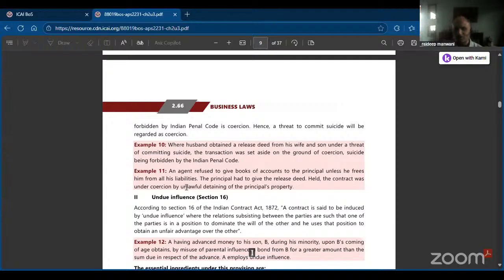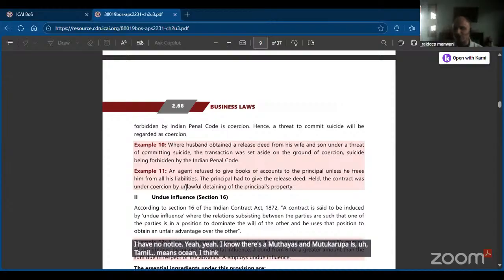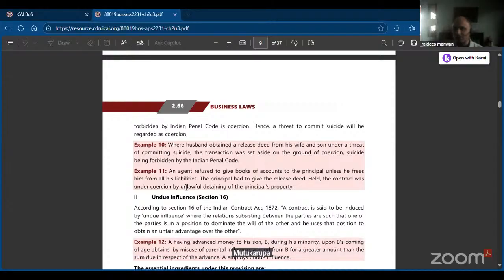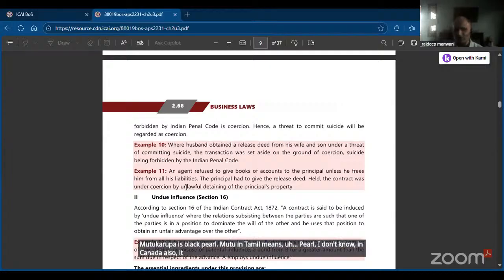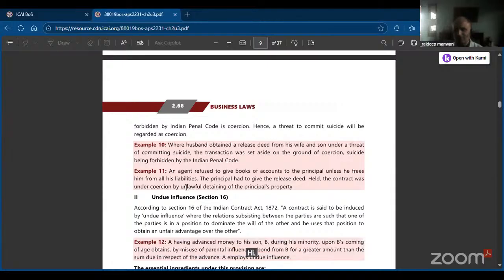I have known Chitta means small in Tamil. I know Muttukaruppa is Tamil. Muttu in Tamil means pearl. In Kannada also, Muttu means pearl only, no? Yes, sir. But what is black in Kannada? Kappu. In Tamil it's Karuppu. So that's like black pearl.